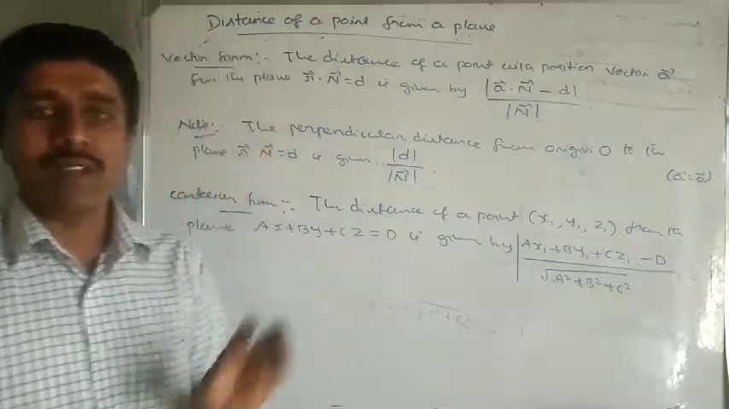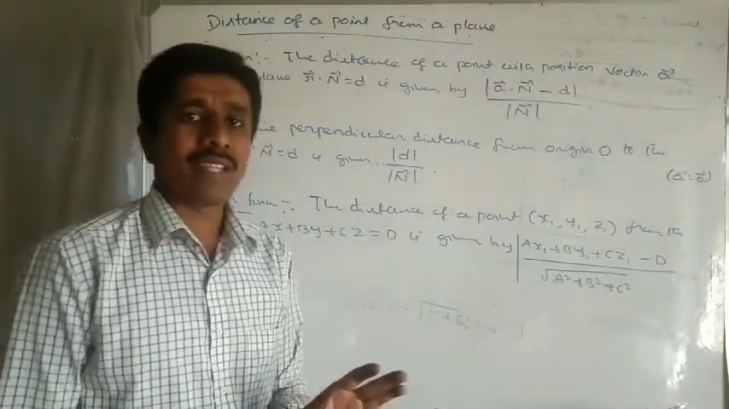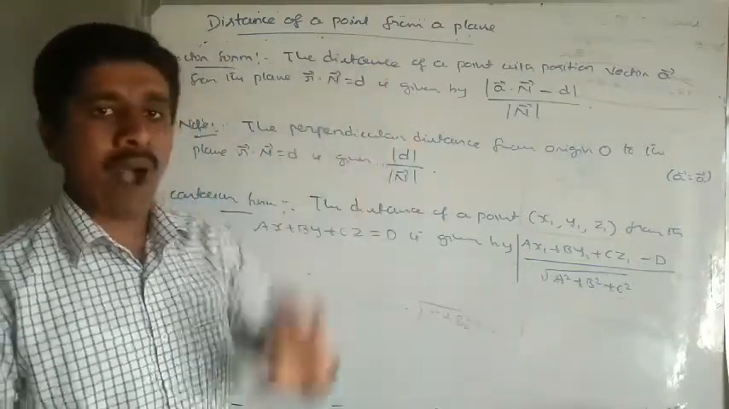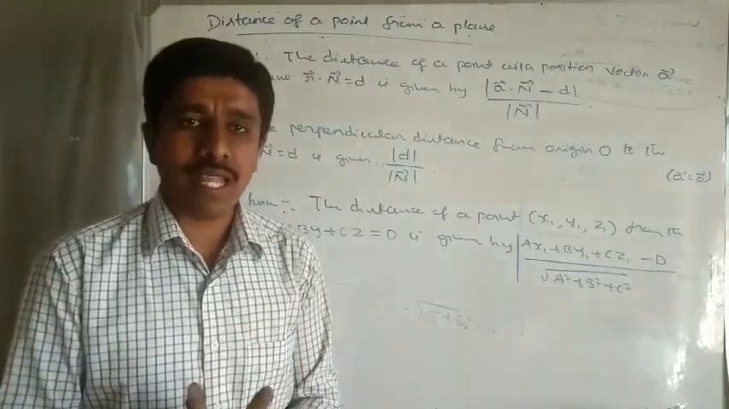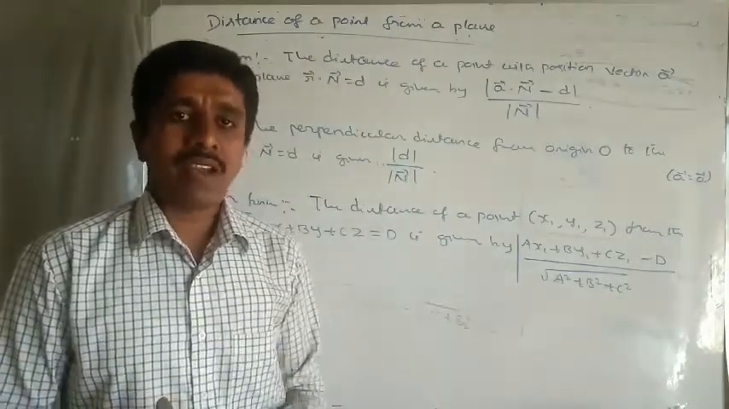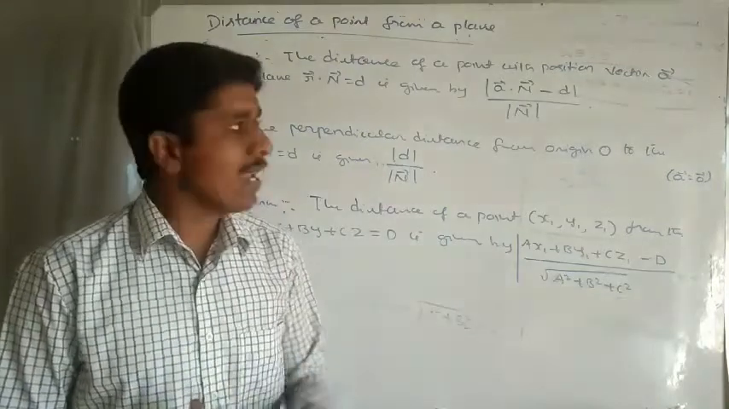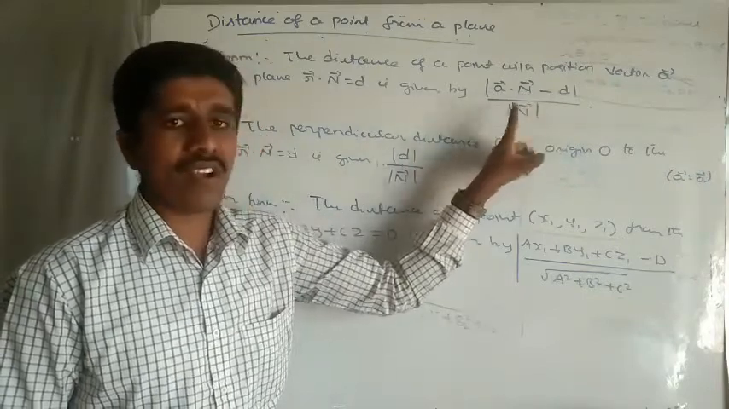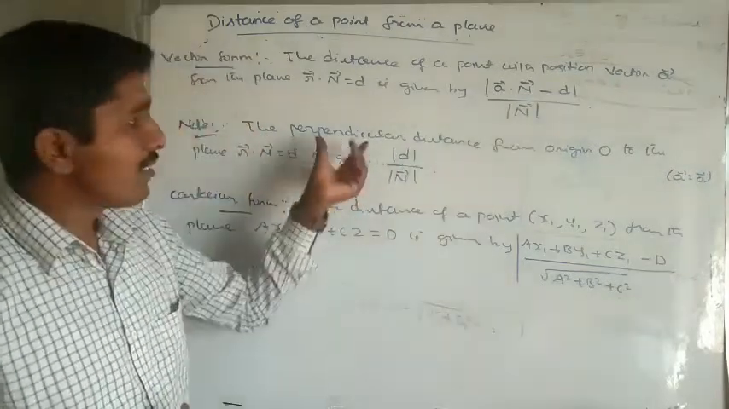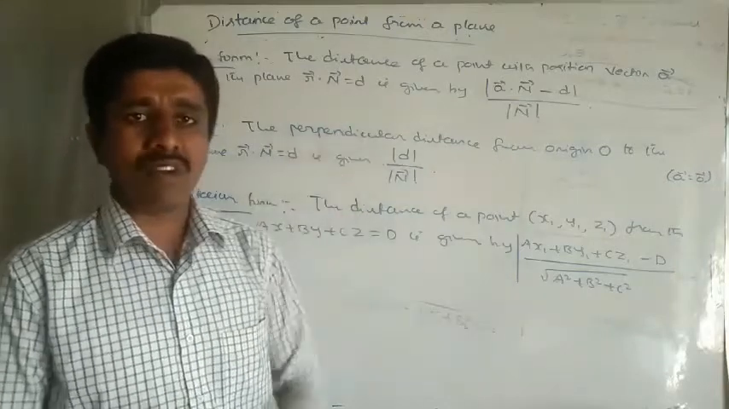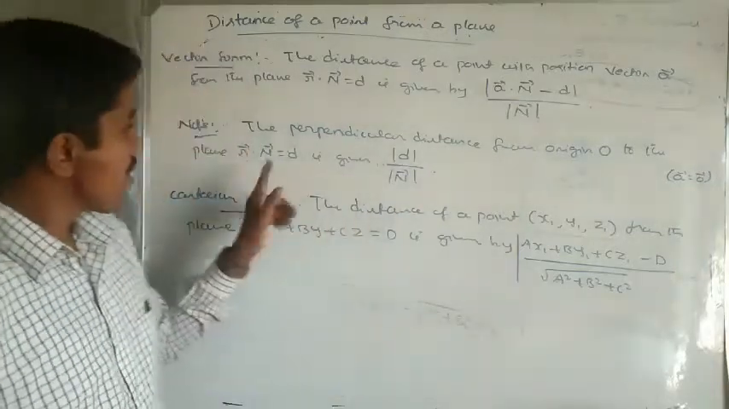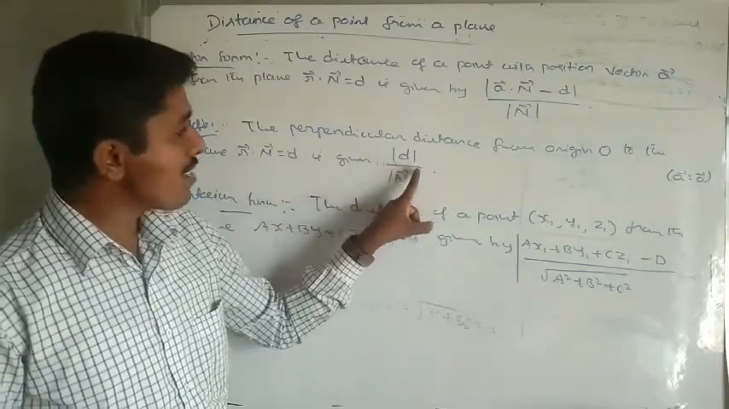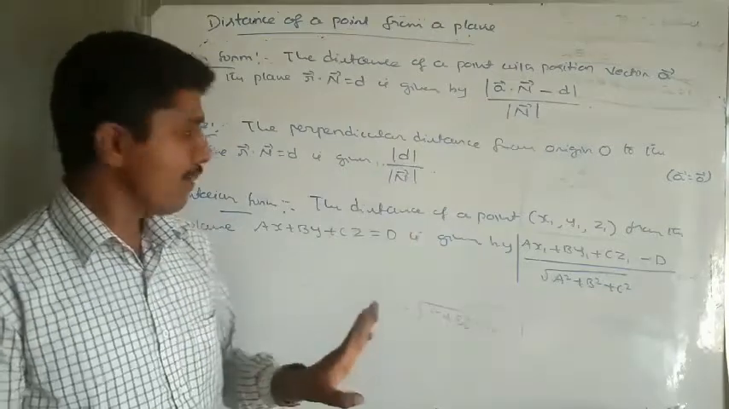Mind it. The formula is very important. Derivation will not be asked in the examination. Mind it. Remember this formula. The distance of a point with position vector a from the plane vector r dot vector n is equal to d is given by modulus of vector a dot vector n minus d divided by magnitude of vector n. And the perpendicular distance from origin O to the plane vector r dot vector n is equal to d is given by modulus of d divided by magnitude of vector n.